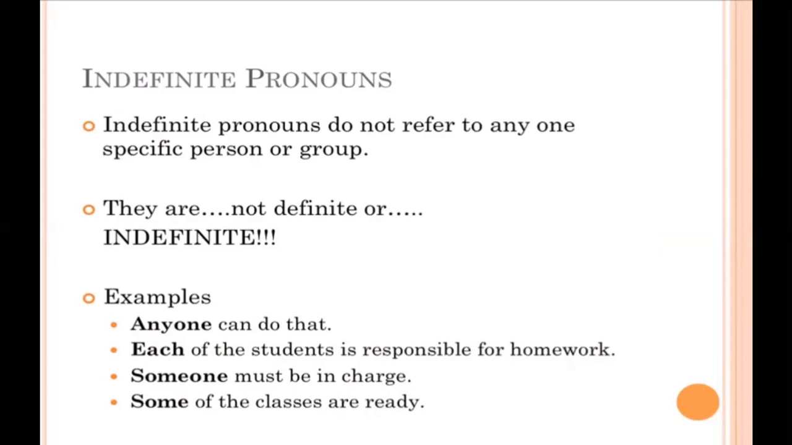I mean, by the very definition of it, someone is indefinite. We don't know who that is. There is no name. If we want to say that Tommy is in charge, we would use he for Tommy. We're not sure, and it's indefinite. We would use the indefinite pronoun of someone.